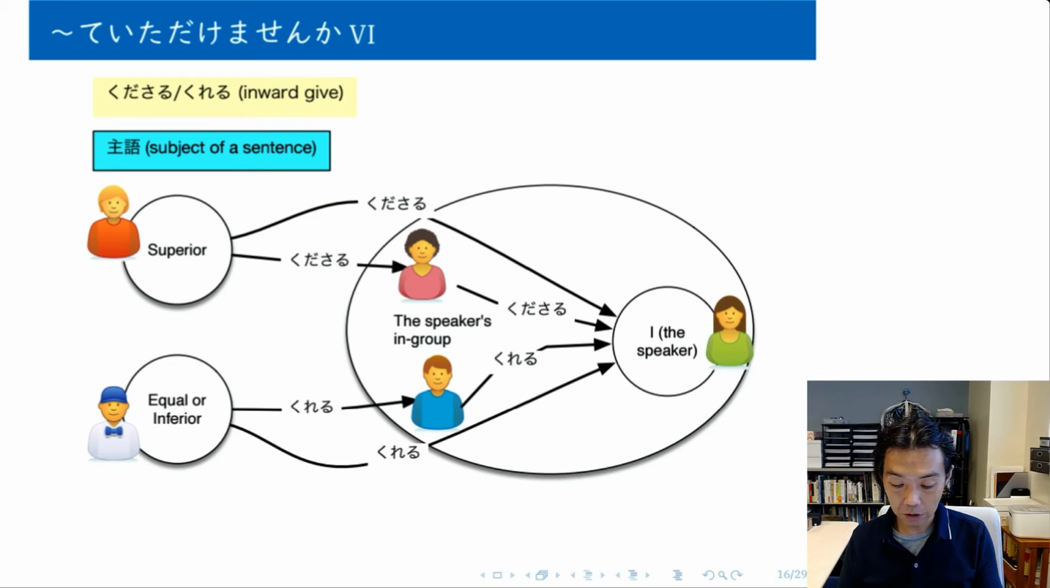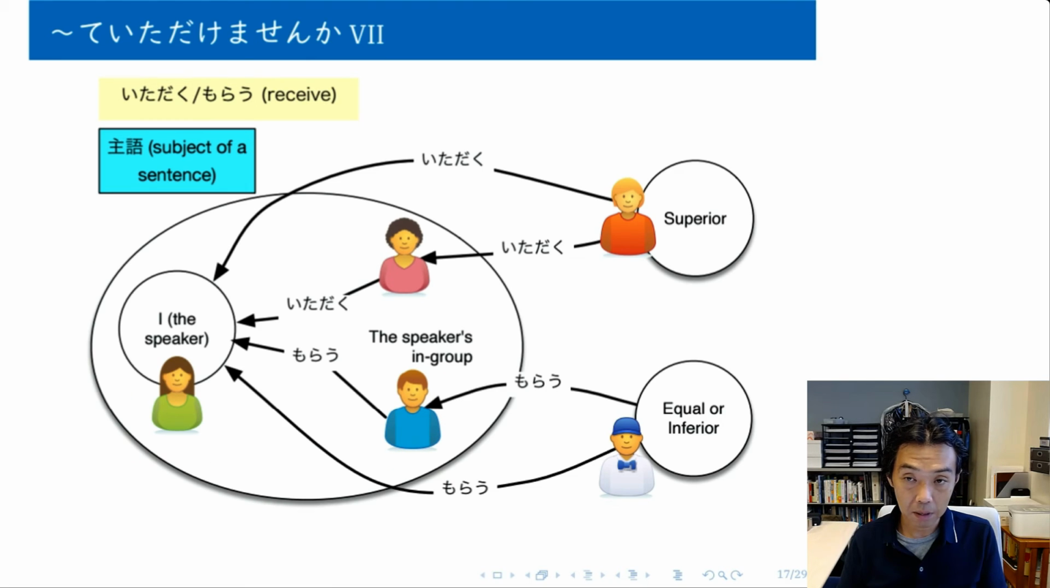So this is a quick summary about the different politeness expressions. For the purpose of Japanese 104, you don't need to know all of them. I just want to give you the whole picture. All you have to know is these three expressions: ていただけませんか, てくれませんか, てくれない. But you have to keep in mind that this is just part of the expressions that people use in Japanese to indicate different politeness.